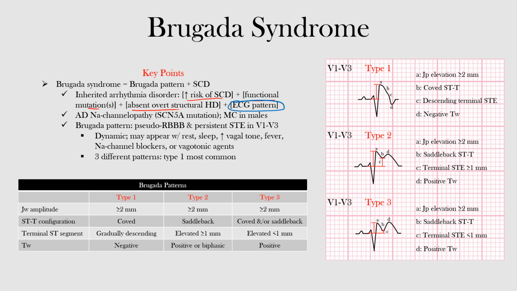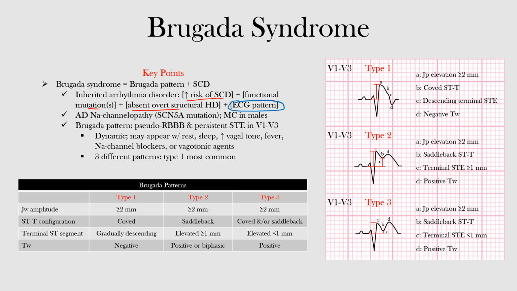Now, the resting EKG in these patients demonstrates a coved or saddleback type ST segment elevation in the right precordial leads V1 through V3. This EKG pattern is dynamic and often concealed. Therefore, it makes sense why the diagnosis can be missed at times. These EKG changes, along with the arrhythmias and deaths, are more common during rest, sleep, fever, in situations that really increase the vagal tone. Physical exertion does not actually seem to provoke arrhythmias, which helps to distinguish Brugada syndrome from other channelopathies, such as long QT syndrome and arrhythmogenic right ventricular dysplasia.